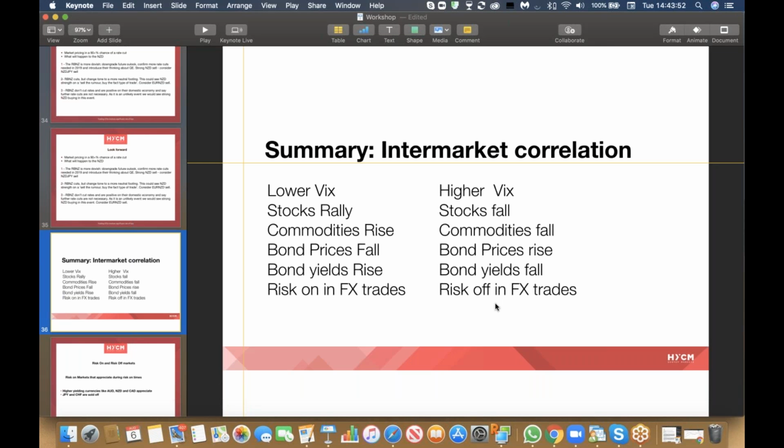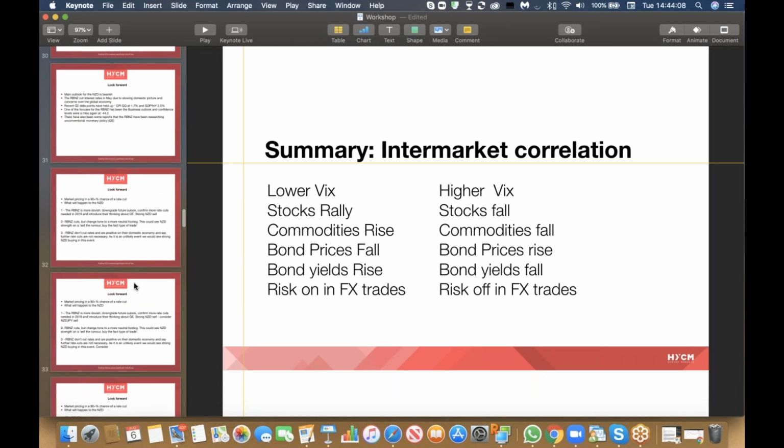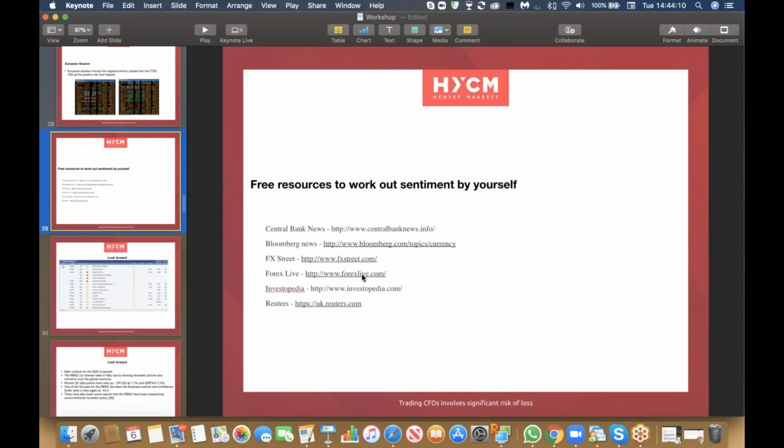If we're in a risk off environment, you're going to see the Australian dollar Japanese yen pair fall. If we're in a risk on environment, you see it rise. So it's a very good correlator for those different scenarios. Some free resources to work out sentiment by yourself. Just screenshot those if you haven't seen them before.